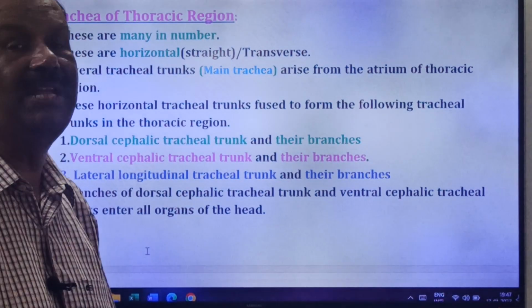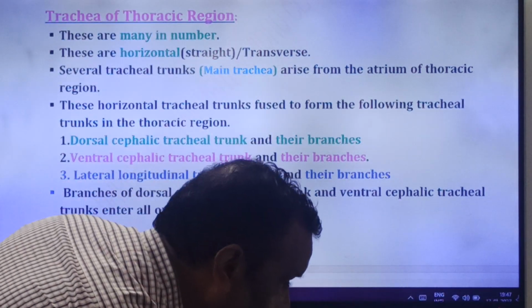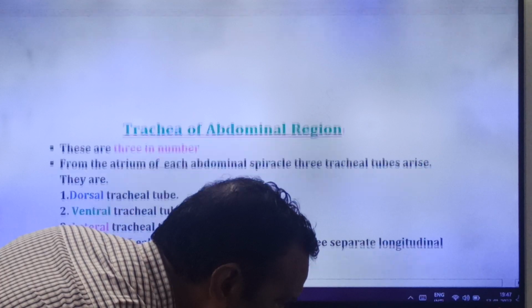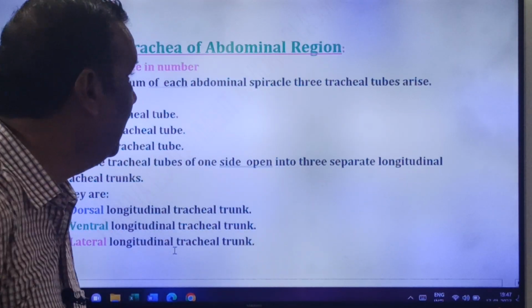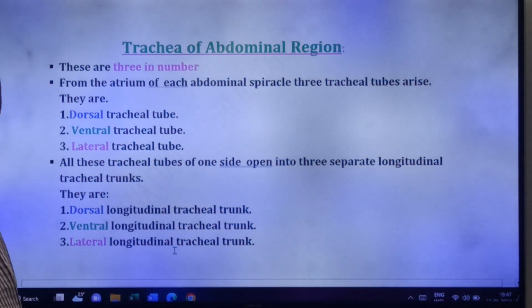Into the organs of the head only. Because of that, it is called what, friends? Cephalic tracheal trunks.